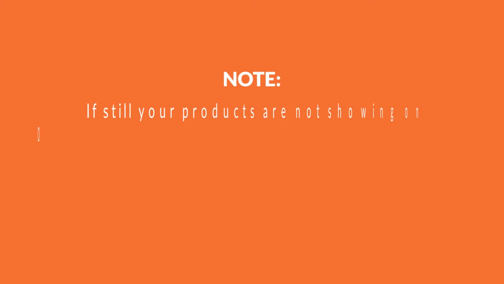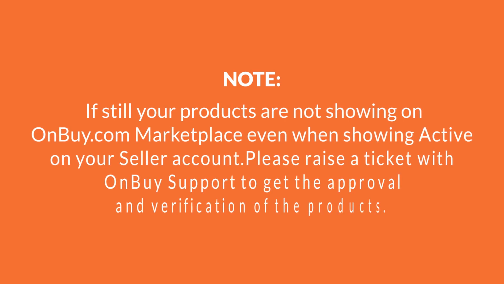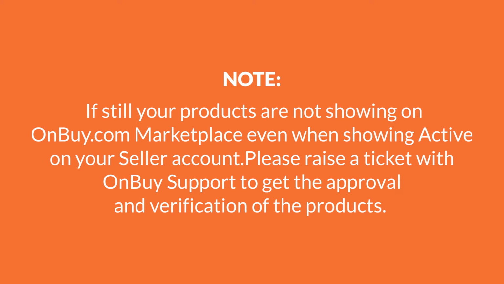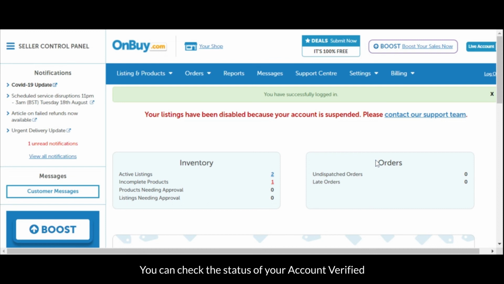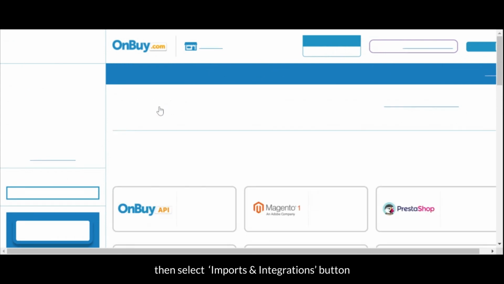Remember, if your products are still not showing on the onbuy.com marketplace even when showing active on the seller account, please raise a ticket with OnBuy support to get the approval and verification of the products. You can check the status of your account verified and approved from the OnBuy seller accounts integration page. For checking this, you need to go to the top menu option to click on Listings and Products, then select the Imports and Integration button.